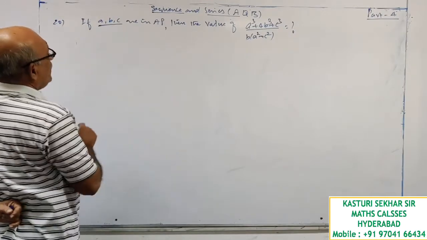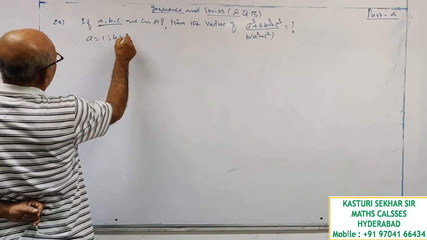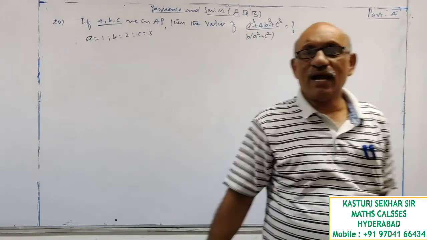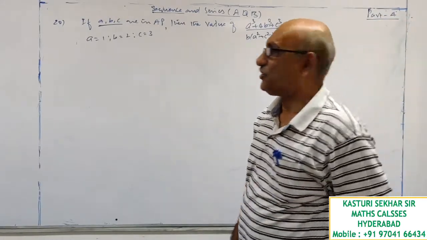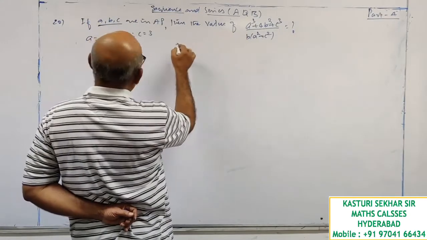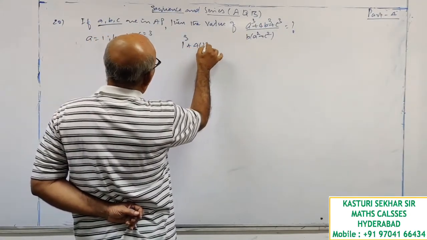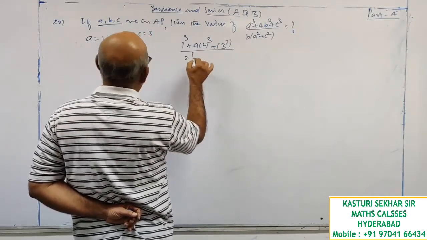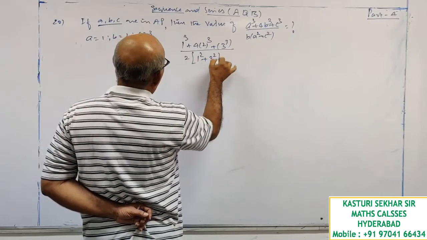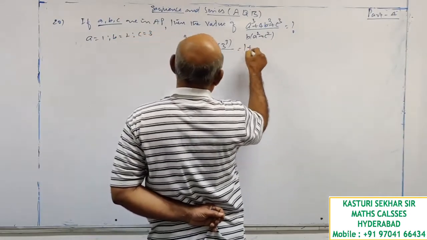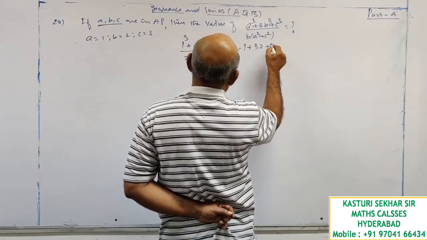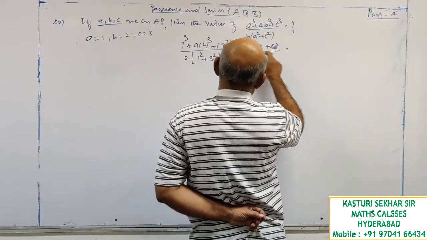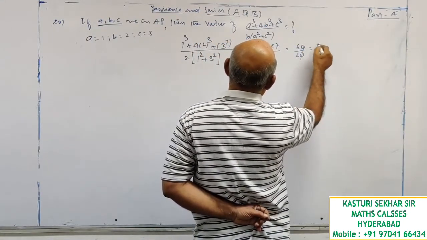Whenever it is given A, B, C are in AP, you take A equal to 1, B equal to 2, C equal to 3. For 1, 2, 3, the common difference is 1, so they are in arithmetic progression. With this substitution I can convert this as 1 cube plus 4 into 2 cube plus 3 cube divided by 2 into 1 square plus 3 square. So this is 1, 8 fours are 32, plus 27, by 2 into 10. 60 divided by 20. 3 is the answer.